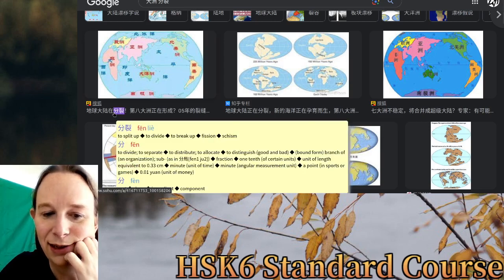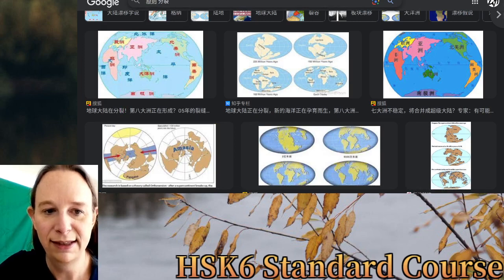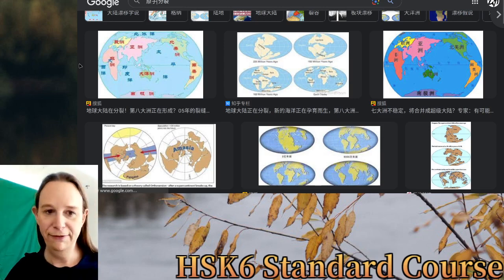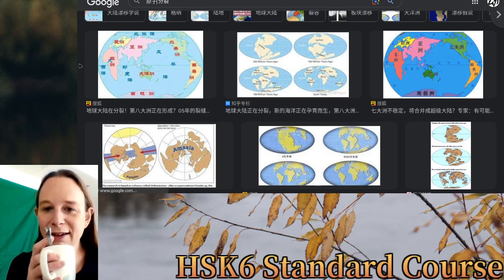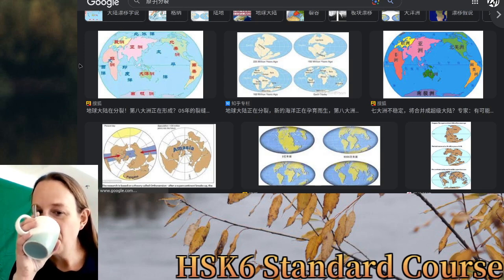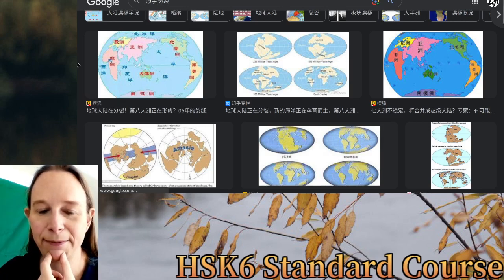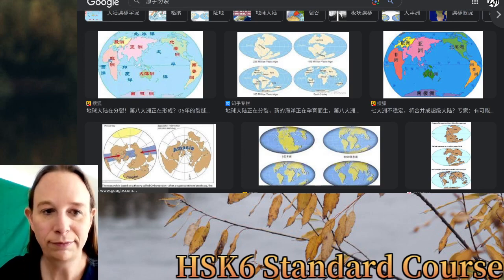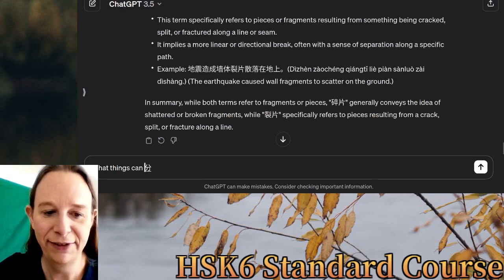What else can split? Fission. 分裂. 分裂, split an atom. Maybe it's split atom. No, I mean it's more like split. I don't know, it could be this. Split atom in the sense of fission. The continents are split. What else splits? I don't know. What things can split?